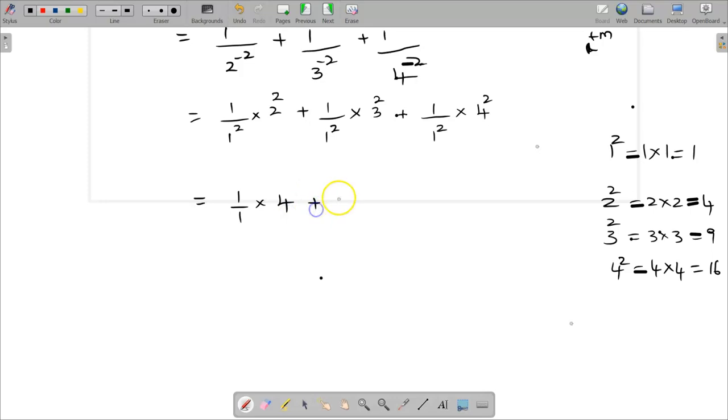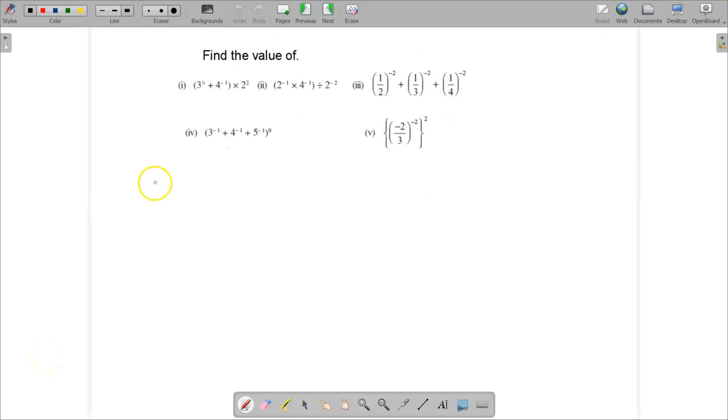So here it is 4 plus 1 square is 1, 3 square is 9, plus 1 by 1 into 16. So 1 by 1 is 1, 1 into 4 is 4. Similarly 1 by 1 is 1 into 9, which is just 9. 1 by 1 is 1, 1 into 16 is 16. So 16 plus 4 is 20, 20 plus 9 is 29. So the final answer for the third subdivision is 29.